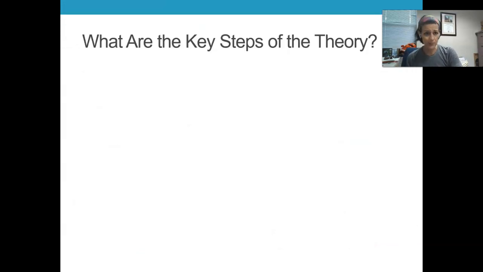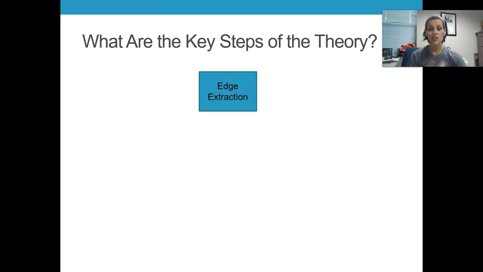So what are the key steps of the theory? Some of these things you might need to know, some of those things you probably will not need to know, and I will tell you which is which. So the first thing that we need to do is we need to extract the edges. So we need to figure out where the edges of the object are, separate it from its background, much like we would do with any object.